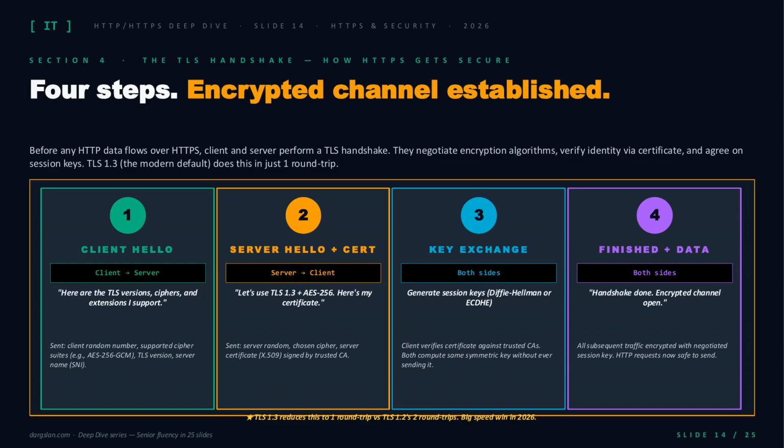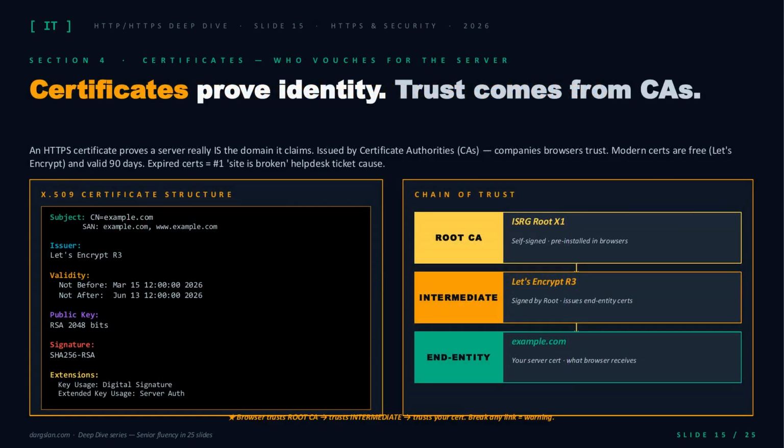That certificate the server presents. Let's open it up. An X.509 cert is basically a signed identity document. Subject tells you which domain it's for. Issuer tells you who vouched for it. Validity caps its lifetime, and the public key is what the handshake actually used.